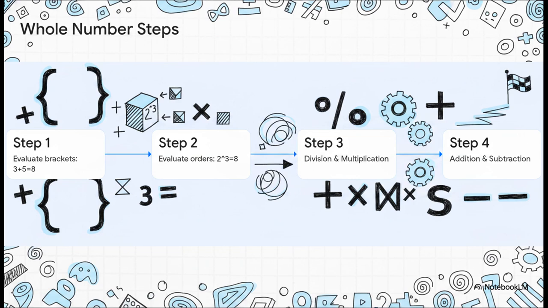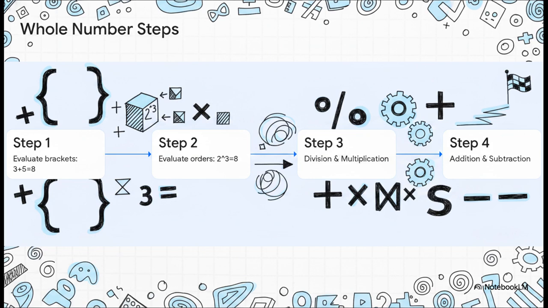Step 1, brackets. We see 3 plus 5 inside the parentheses, right? So that becomes 8. Step 2, orders. We've got 2 cubed, which is 2 times 2 times 2, giving us 8. See? Now our equation is already so much simpler. It's just 48 divided by 8 times 8 minus 14 plus 6.